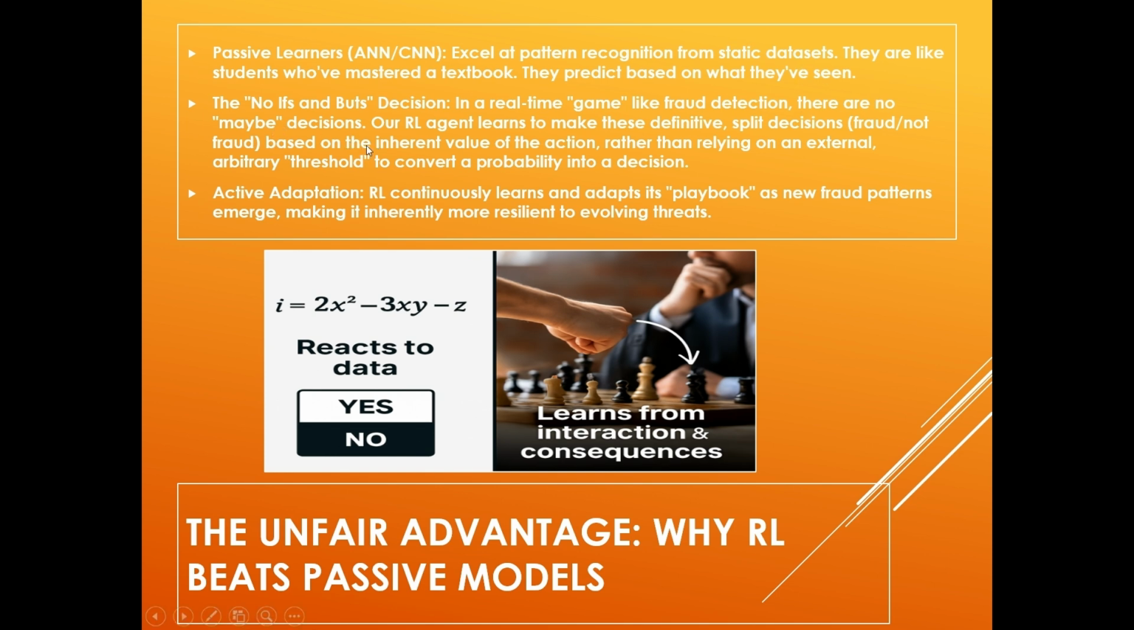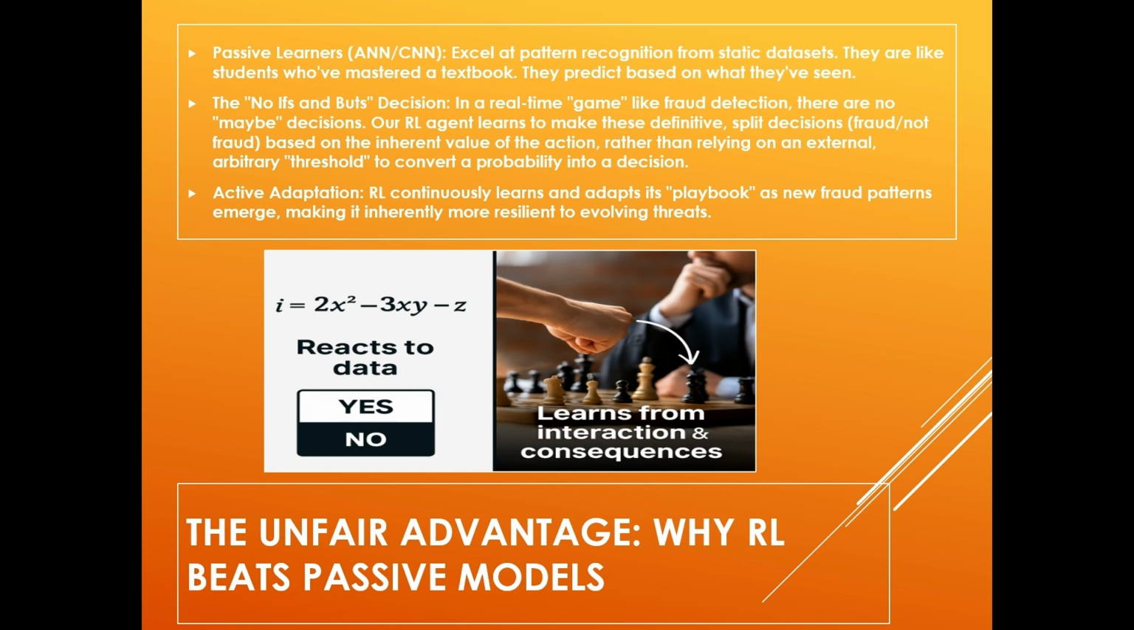But with our reinforcement learning agents, there is no if and but. In fraud detection, there are no maybe decisions. So the RL agent makes split decisions, either fraud or not fraud, based on the inherent value of the action, rather than relying on an external threshold. I told you this point: threshold doesn't affect its decision. I will show you in the production part itself.